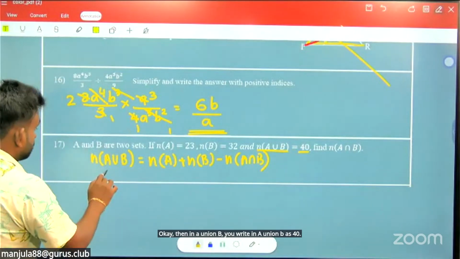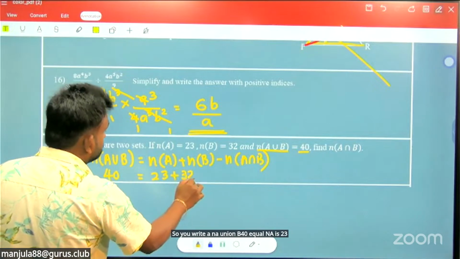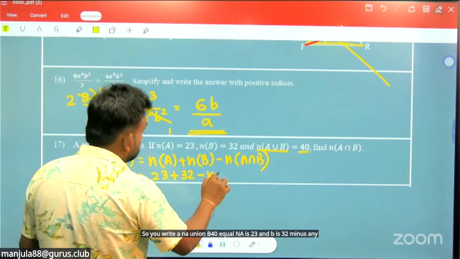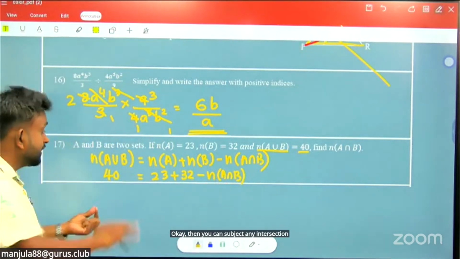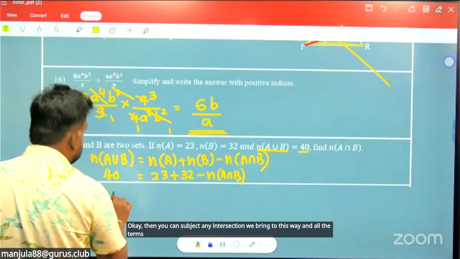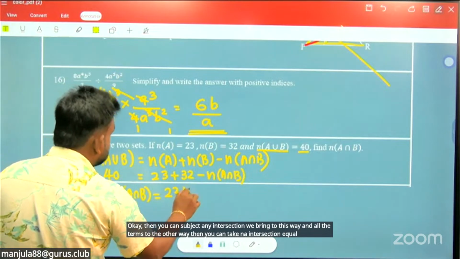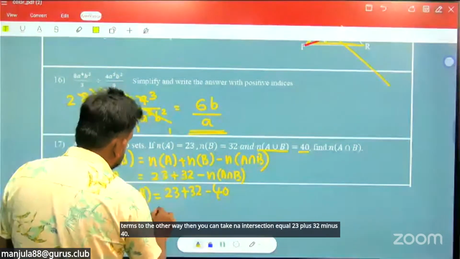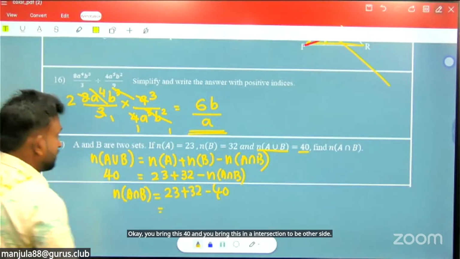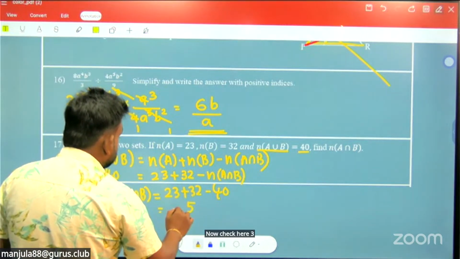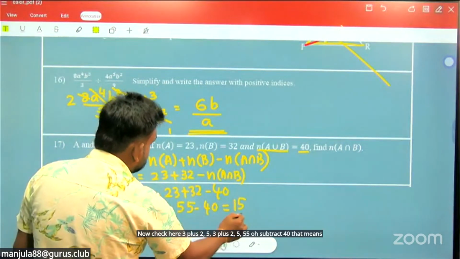Okay. Then you write n(A union B) as 40. So 40 equals n(A) is 23, n(B) is 32, minus n(A intersection B). Then you can take n(A intersection B) to this side and all the terms to the other side. Then n(A intersection B) equals 23 plus 32 minus 40. Now check here, 3 plus 2, 5, 3 plus 2, 5, 55. Subtract 40, that means 15. 15 is the answer.